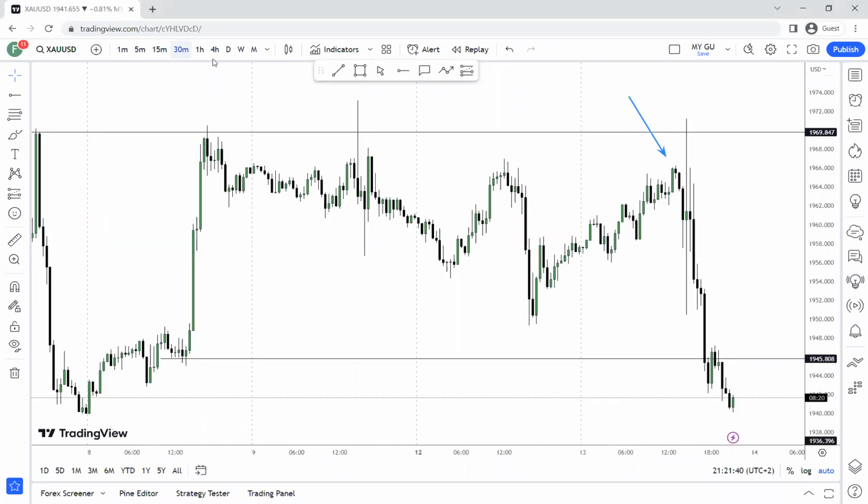Now, if you go back to where we were looking, you would have placed your sell limits below, stop loss above, and your target around 1945. See your target now, your first target 1945. This could even be your second target. You could have a quick first TP at 1950, second TP at 1945.